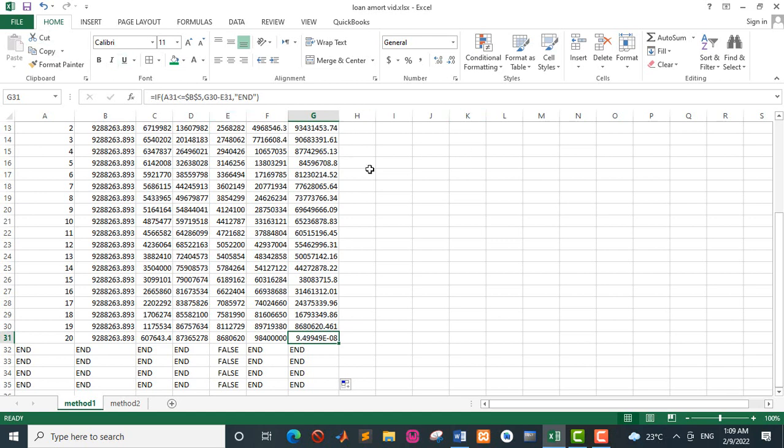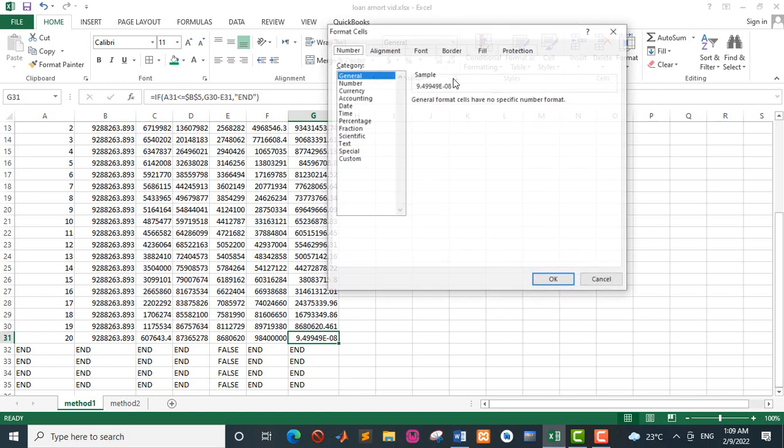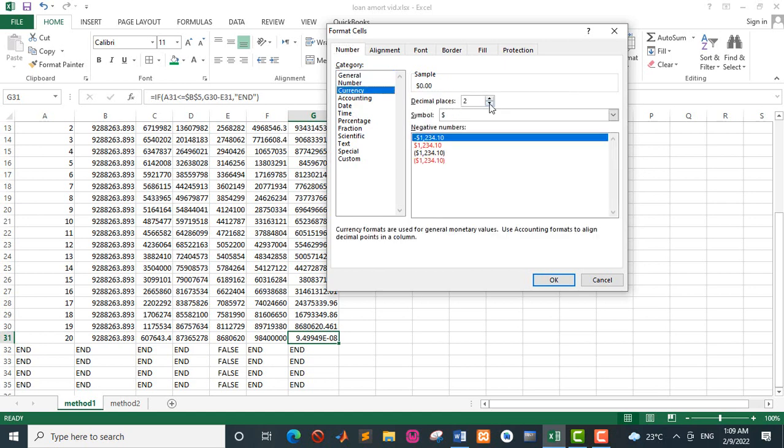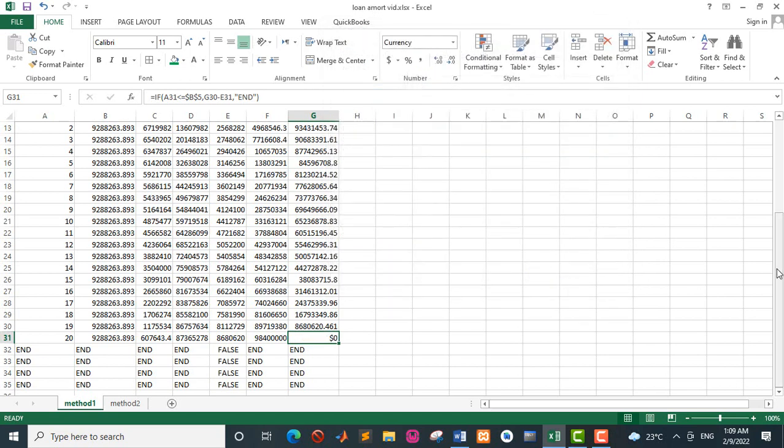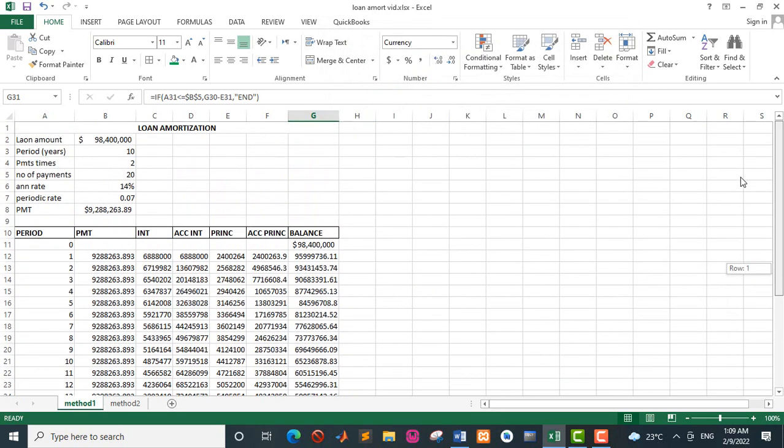You go to home, then you click on numbers. After clicking on numbers, you can go to currency, then reduce the decimal places to 0. Okay, so the balance is 0.